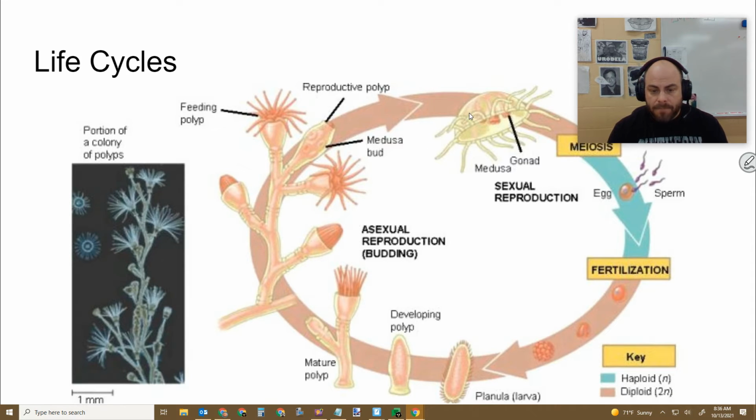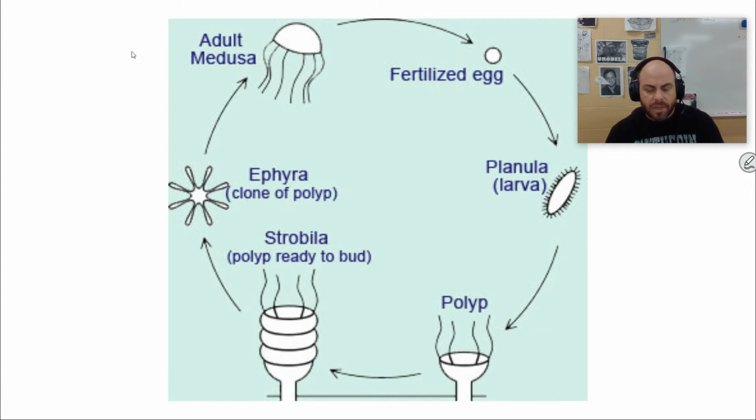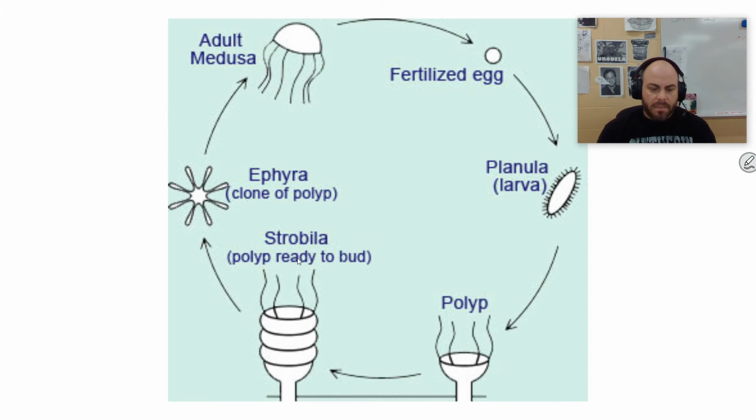The Medusa here is free swimming, and it can reproduce through budding or a process called strobilation, which I believe I have a picture for. I do. And so here's the polyp, and you can kind of see here, and I mentioned this in the last video, you have this upside down stack of these Medusa, and they will just break off and swim away and then can reproduce sexually.